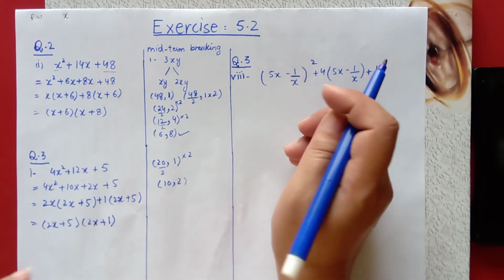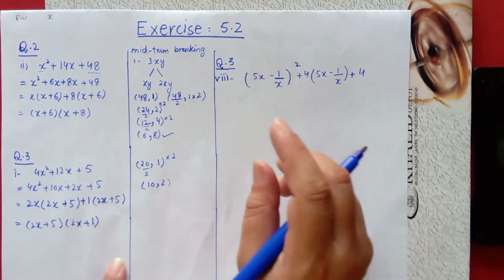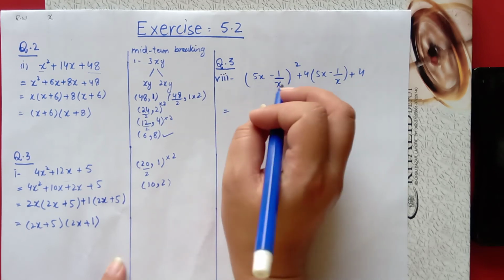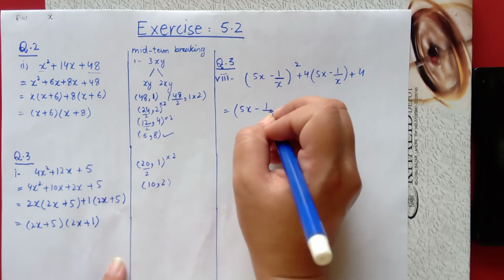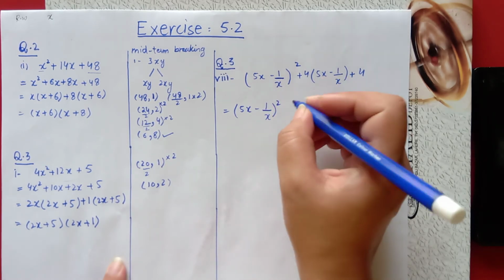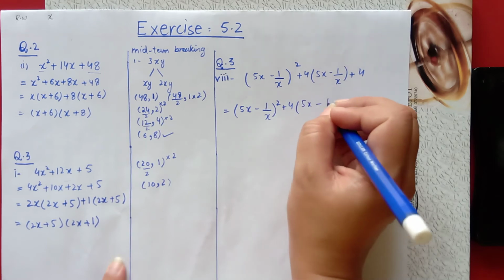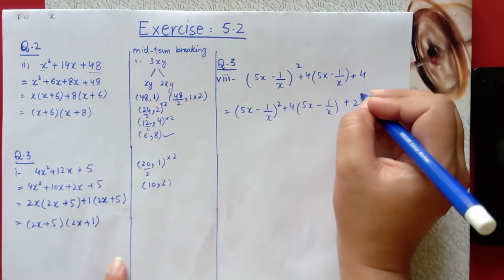That you can see here, I've already written. Now I'm going to write it as a whole square. So the first number is already written as a square, so I'm going to write it as it is. Plus 4 into 5x minus 1 over x. Plus 4 can be written as 2 square.